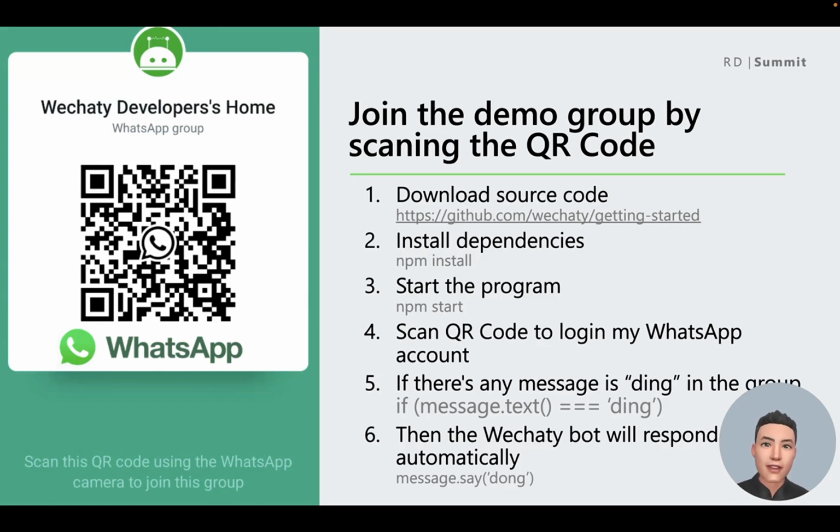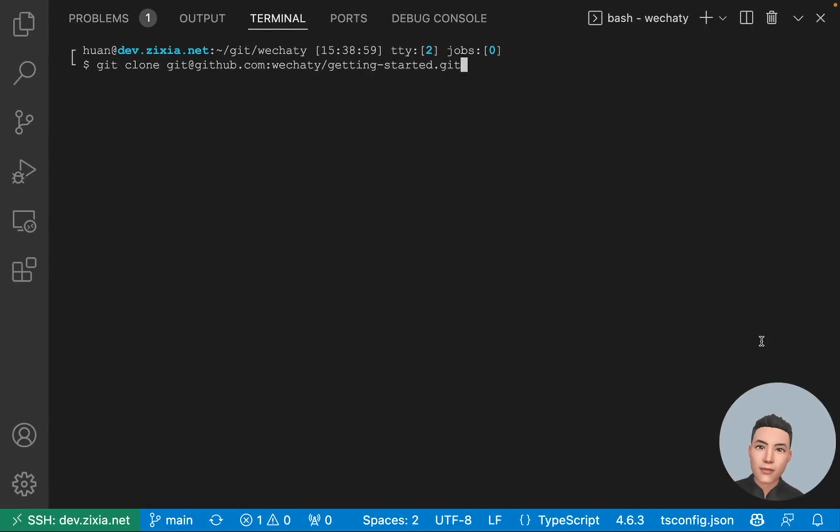First, we have a getting started repository on GitHub, and our live demo will use this repo. Secondly, we need to install all the dependencies by running npm install. After we install the dependencies, we can start the program by running npm start. Let's see how we do this.